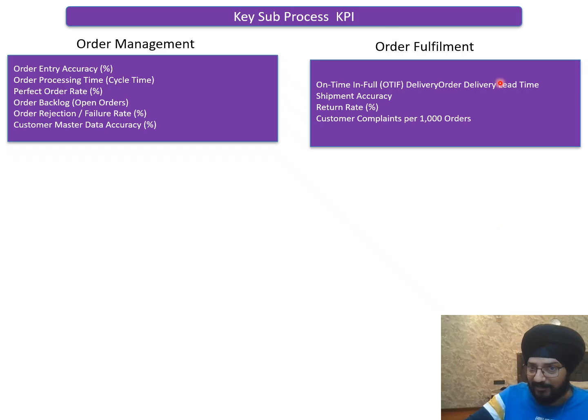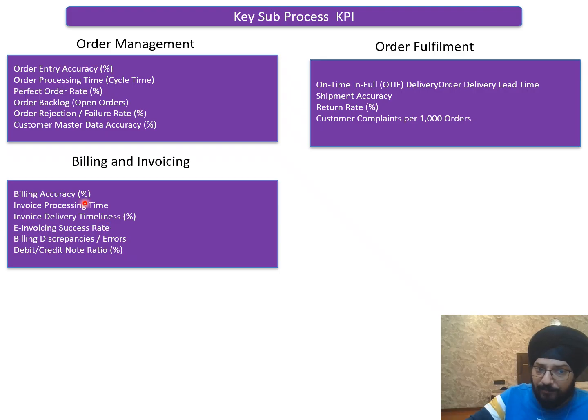Order fulfillment. Largely this is a part of our inventory. But when we are talking about the overall O2C cycle, we cover a small portion of it as a sample here, because otherwise, if we covered the full portion, it would have its own separate video. But we can quickly have a look at on time in full, OTIF, delivery orders, delivery lead time, shipment accuracy, return rate, and customer complaints per thousand orders. All these are parameters which ensure that our delivery and fulfillment are in order, our returns are minimal, and our complaints per thousand orders are at the lowest level.